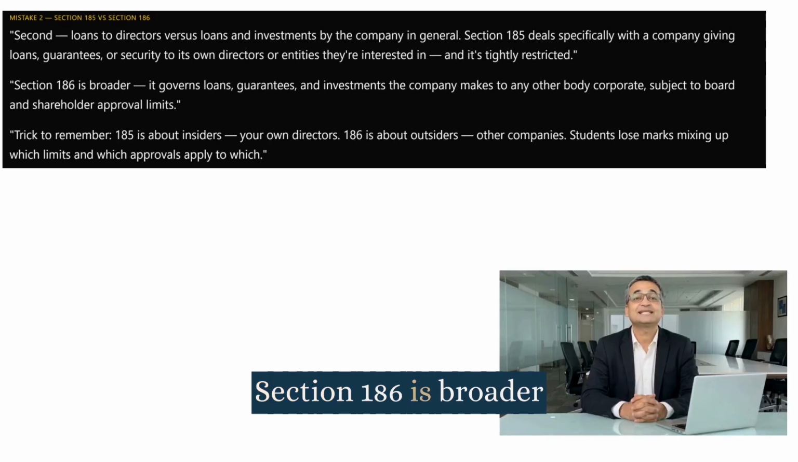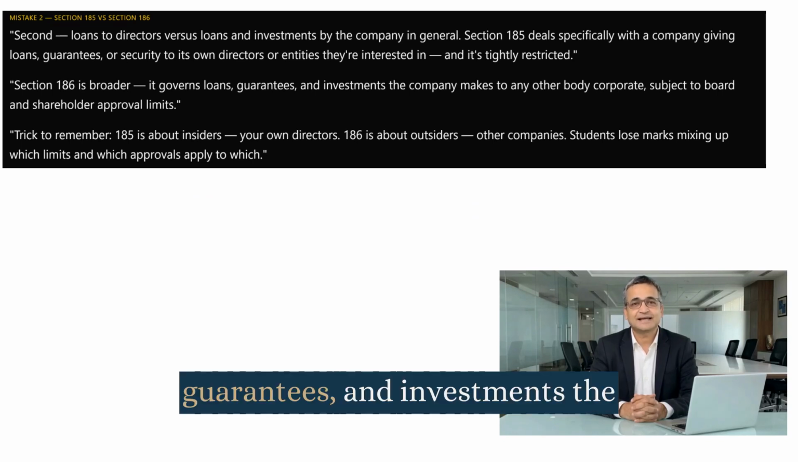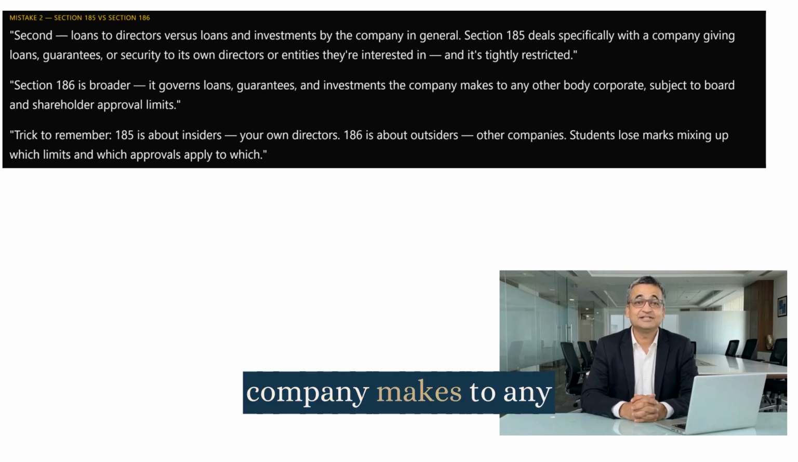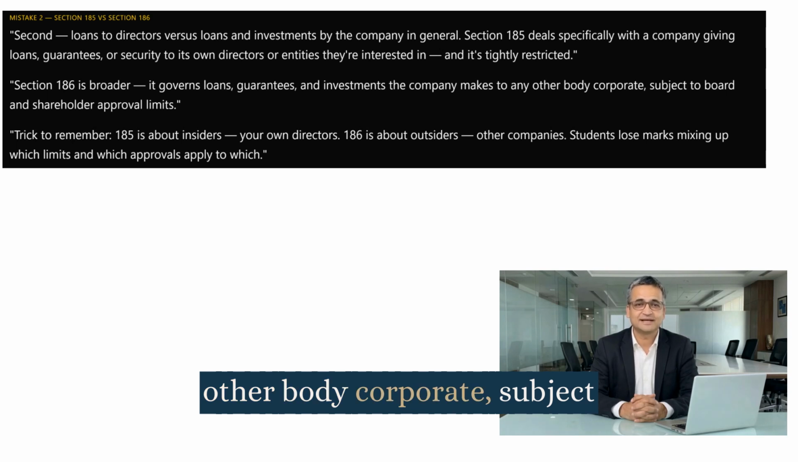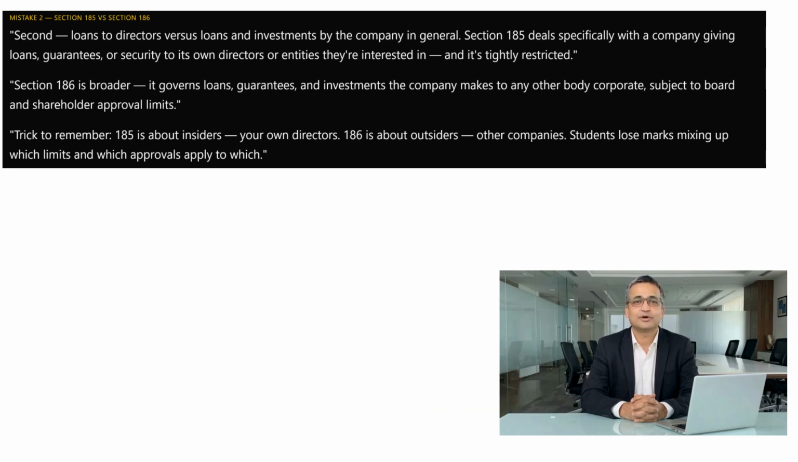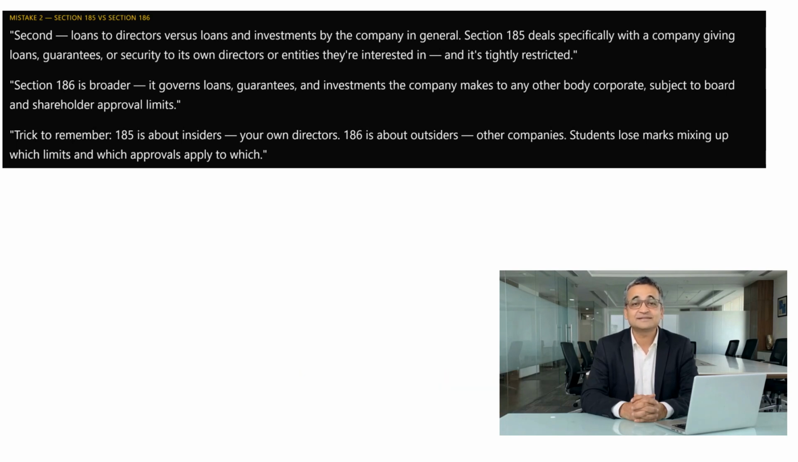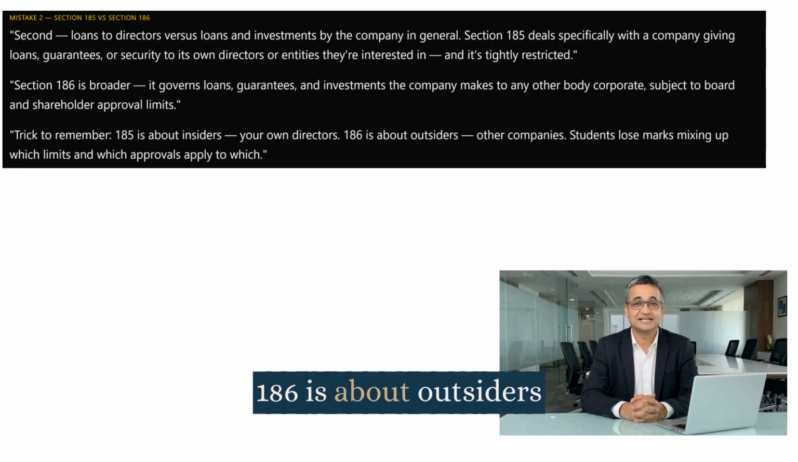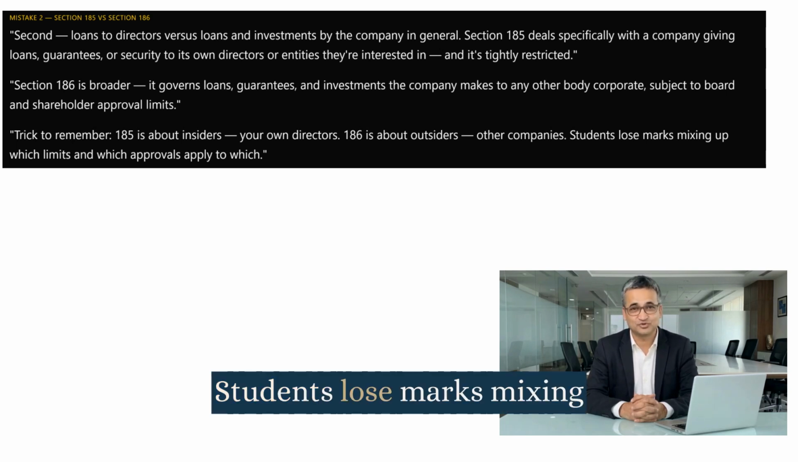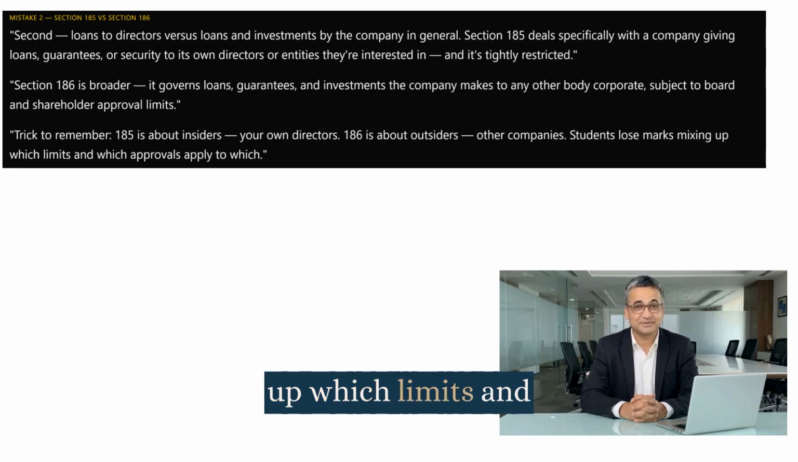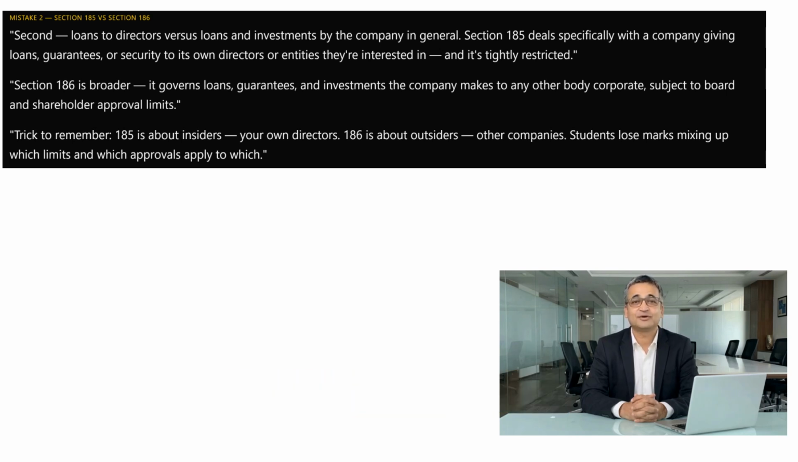Section 186 is broader. It governs loans, guarantees, and investments the company makes to any other body corporate, subject to board and shareholder approval limits. Trick to remember: 185 is about insiders, your own directors. 186 is about outsiders, other companies. Students lose marks mixing up which limits and which approvals apply to which.